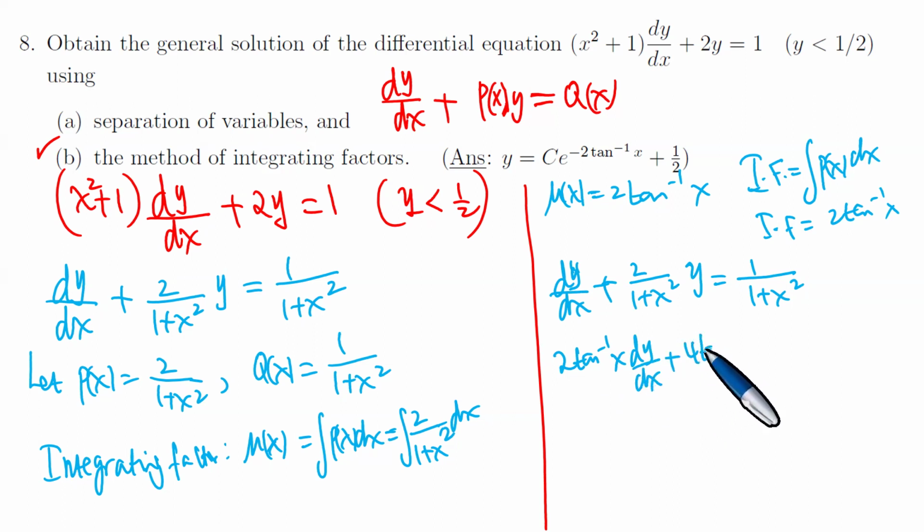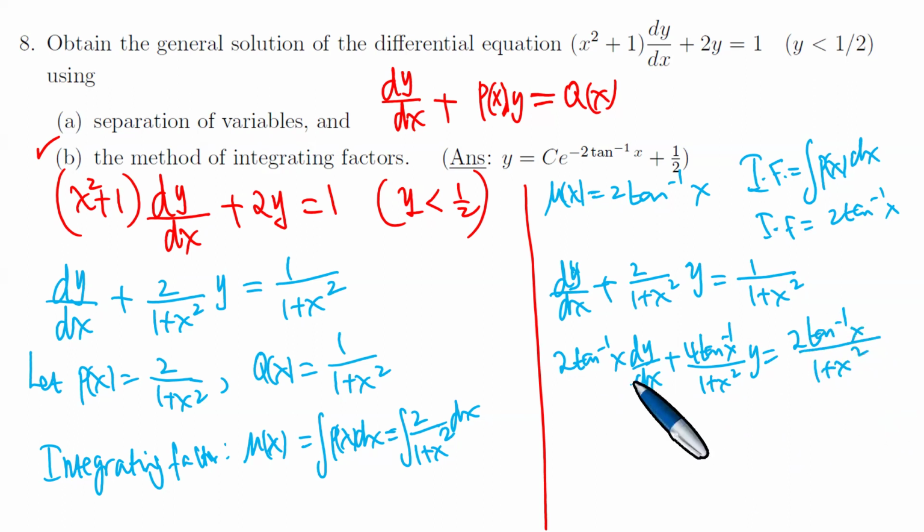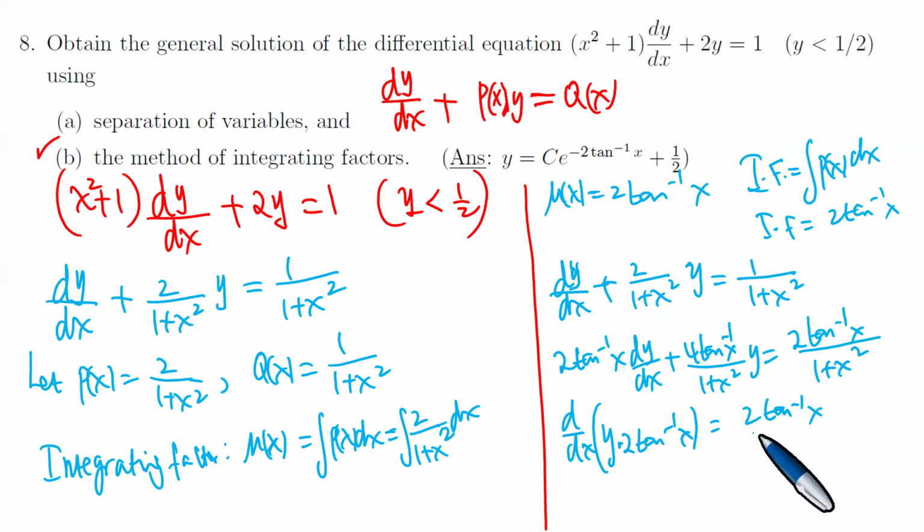Plus 4 arctan of x. So you multiply it through by the integrating factor, which is this one. But when you multiply, then it becomes the same as d dx of y times e to the 2 arctan x, and on the right, e to the 2 arctan x divided by 1 plus x squared.